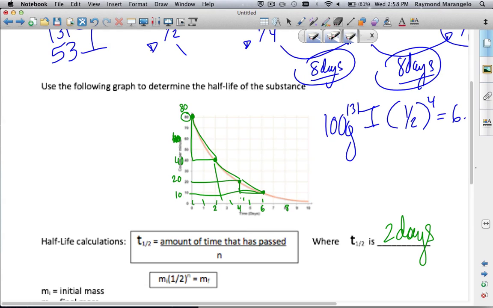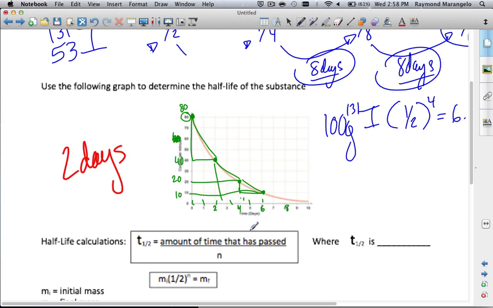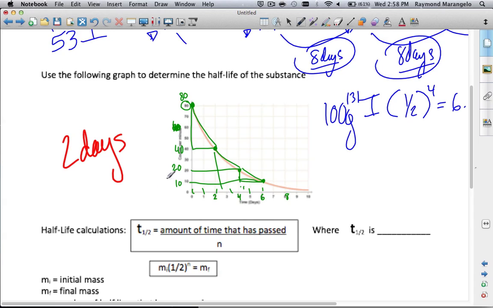Oh, sorry, I put that in the wrong spot. So the answer is 2 days. Okay, so you can do the calculation. T half is the amount of time that has passed over n. That's a different way to do it. Where T half is half-life time, right, so the time for one half-life.